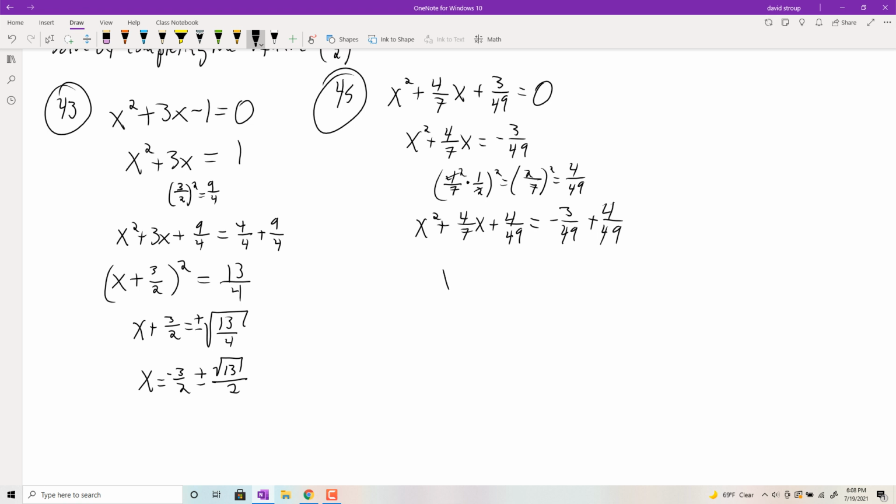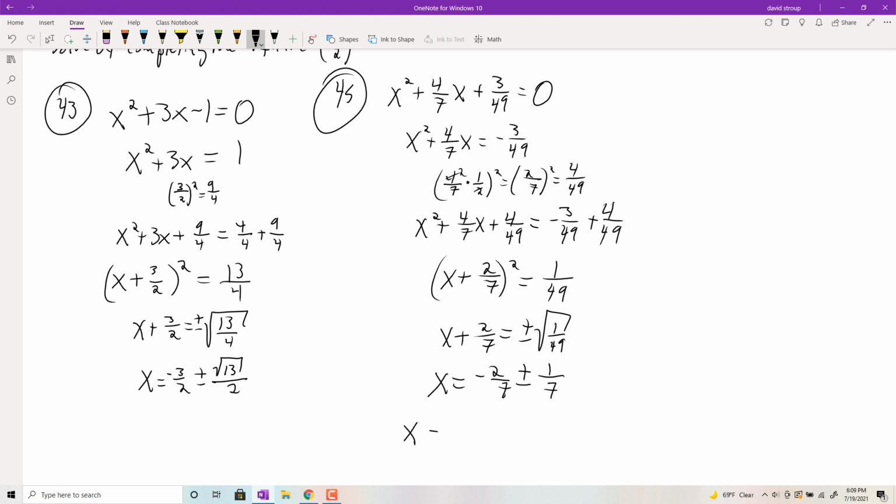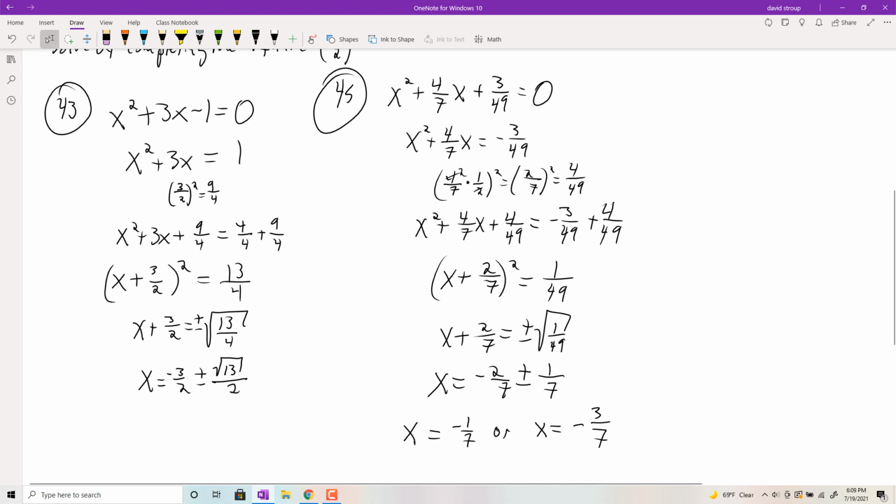Okay. Factor, so I get x plus 2/7 squared. The other side you get 1/49. And then finally square root property, x plus 2/7 equals plus or minus square root of 1 over 49. And then finally move the 2/7 over. So negative 2/7 plus or minus square root of 1, which is 1. Square root of 49 is just 7. Okay, so we can simplify our answer. So x is negative 2/7 plus 1/7, that'll be negative 1/7. Or x is negative 2/7 minus 1/7, which is minus 3/7. Okay, so two answers there.